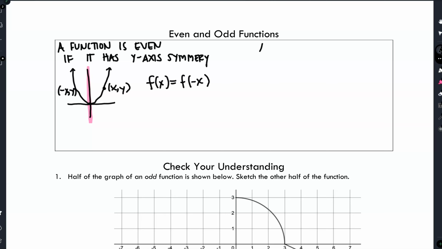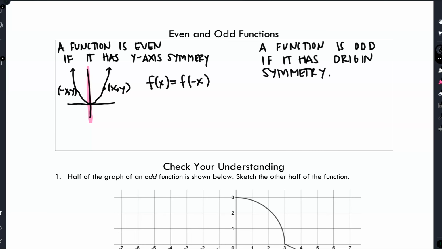All right, a function is odd if it has origin symmetry. So that means rotate 180 degrees, and it looks the same. So an example of that is our cubic function.